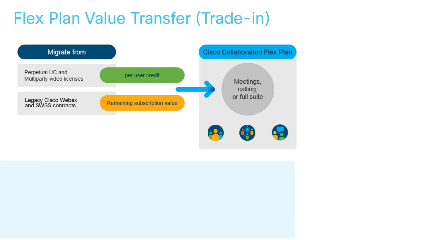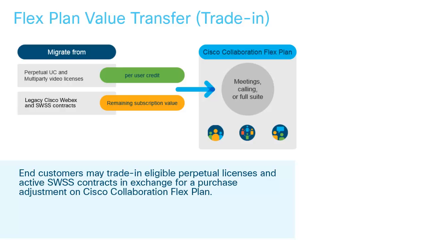If the customer is interested in moving to a subscription model, we provide investment protection. End customers may trade in eligible perpetual licenses and active SWSS contracts in exchange for a purchase adjustment on Cisco Collaboration Flex Plan. To determine your customer's purchase adjustment, use this link for more information and work with your Cisco Collaboration specialist. Please note, terms of this program are subject to change. Get up-to-date information at cs.co/flexplan. Check the link at the end of the module for the most current terms regarding this program.